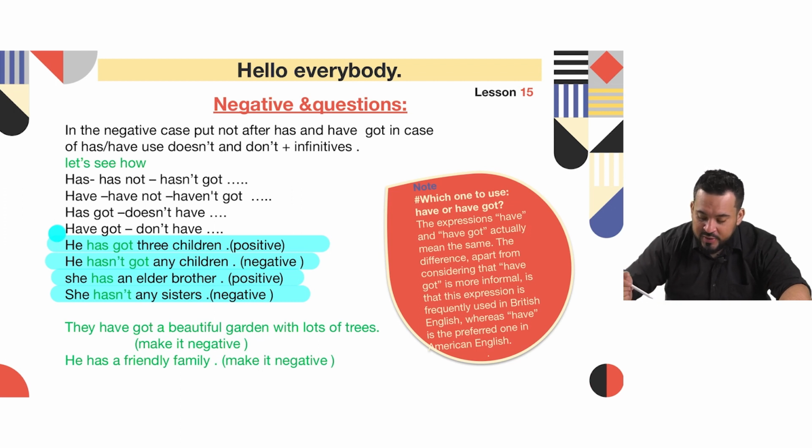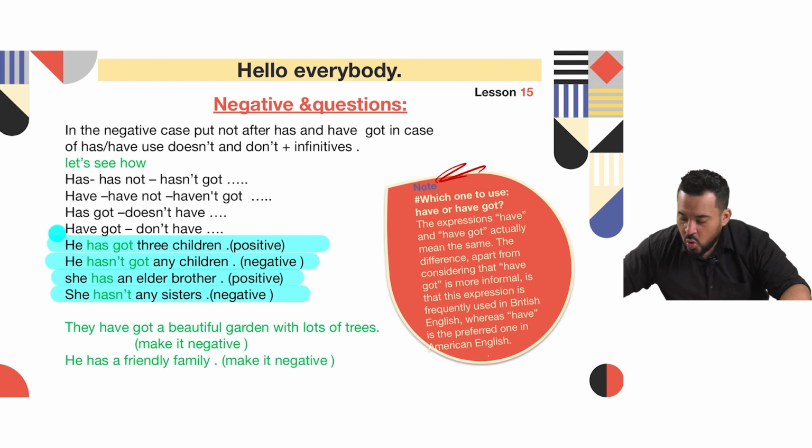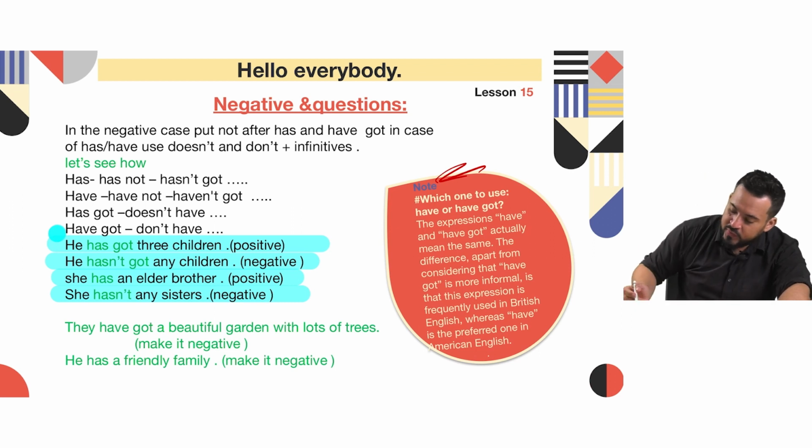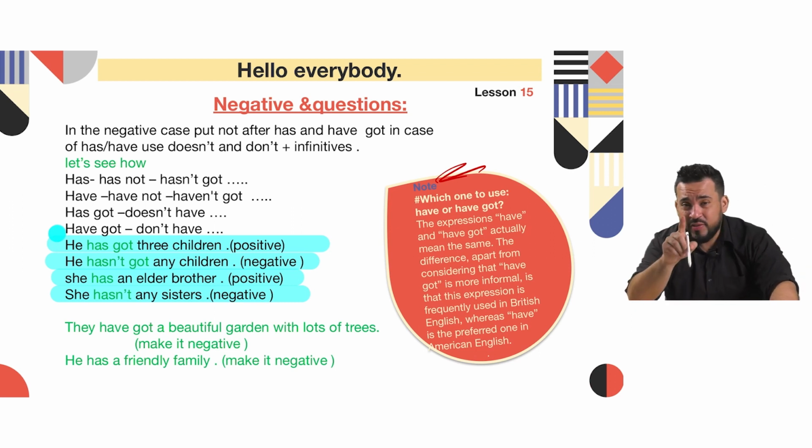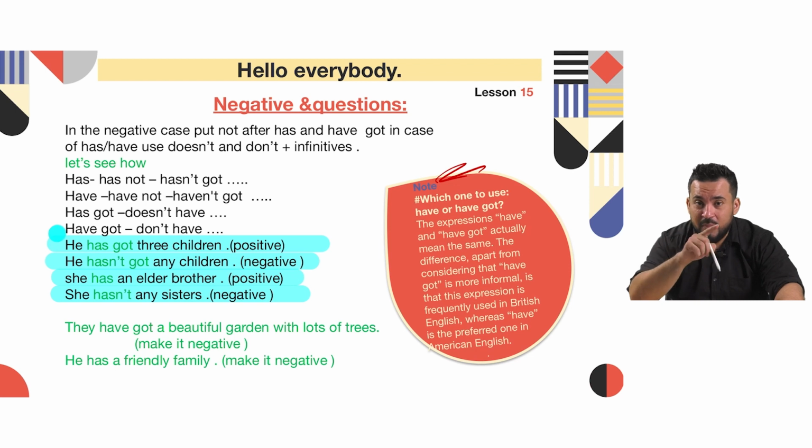He has a friendly family. He hasn't a friendly family. Let's take a look at this note. Note which one to use, have or have got. The expressions have and have got actually mean the same thing. Okay, so it doesn't matter. The only difference between have and have got is when you are making a negative statement or a question.